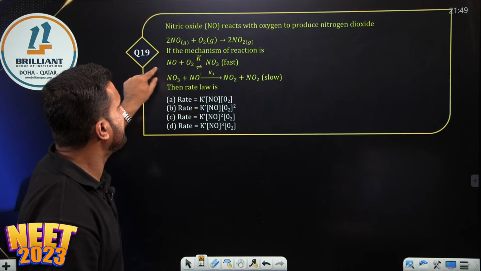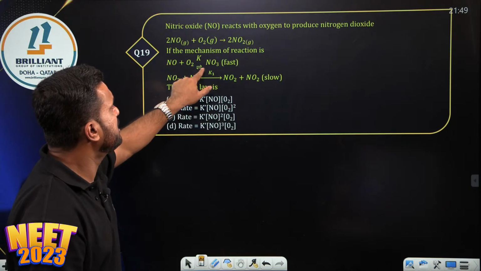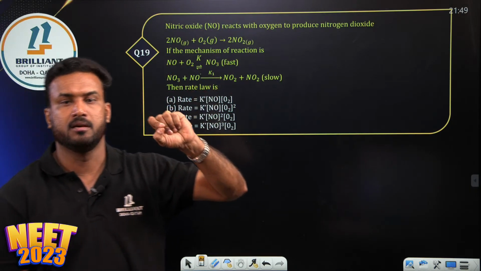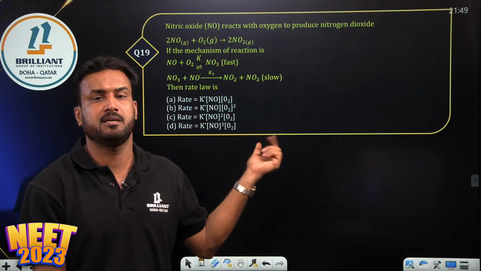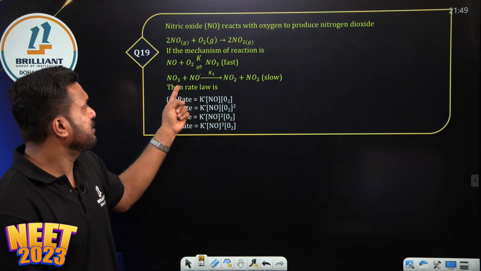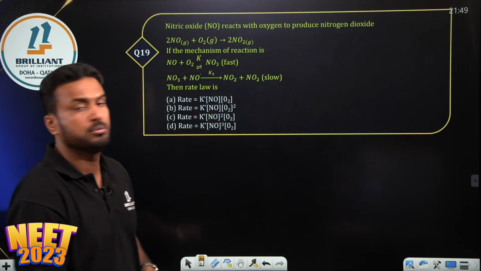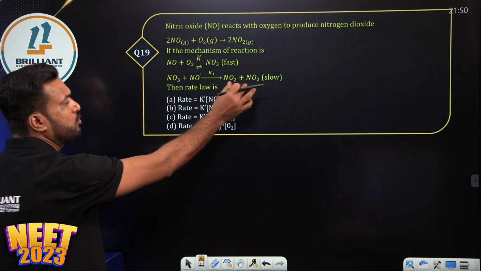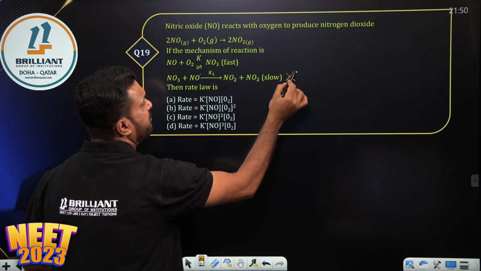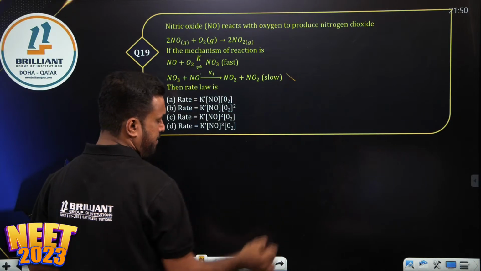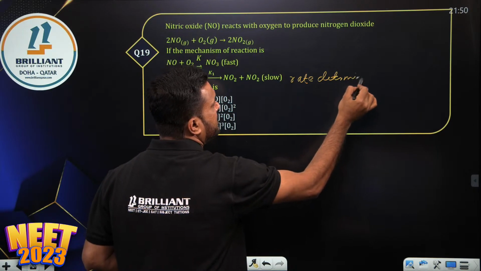If the mechanism of the reaction is like this, step 1 is given: NO plus O2 reversibly gives NO3, but that is a fast reaction. Reversible means we can apply the equilibrium constant, that's why they mention it's fast but reversible. The second one is a slow step, NO3 plus NO, with K1, gives NO2 plus NO2. They mentioned the slow step because the rate law can be applied only in the slow step. This is the rate determining step.